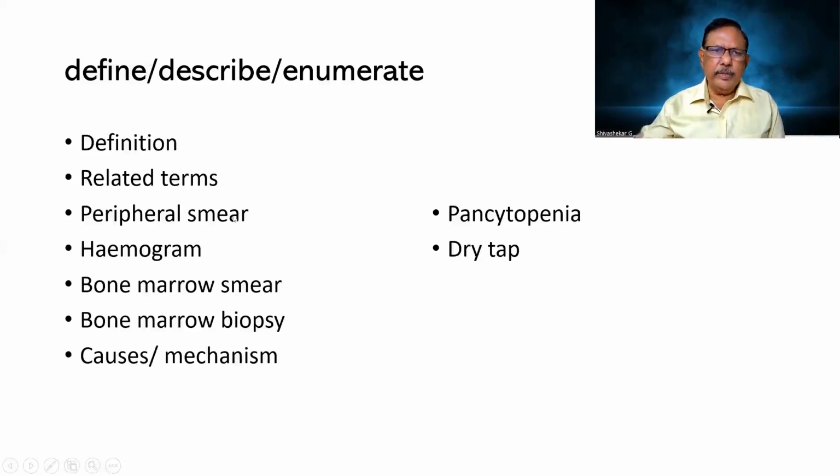What is a peripheral smear? The hemogram, how do you define in a case of a pancytopenia? What do you see in a bone marrow smear? How does it differ from a bone marrow biopsy? What are the causes and the mechanisms? And incidentally, what does this word dry tap mean? So these are certain things which we should be knowing.